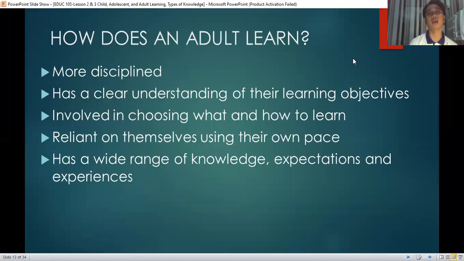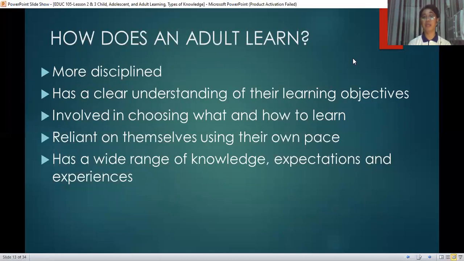Now, how does an adult learn? First, they are more disciplined. Since these are adult learners we're dealing with, expect that they have this sense of compliance, they have this sense of vigilance. Sometimes they complain too because they know their rights, they have their principles. I repeat, they are more disciplined, so hindi na sila yung pinagbabawalan pa.